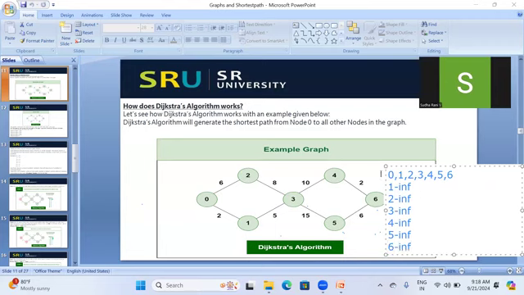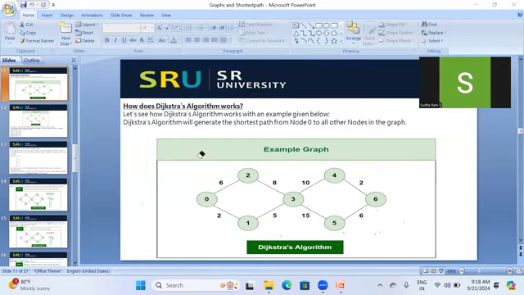See, in total how many nodes are we having? We are having nodes from 0 to 6, and at the initial stage I am considering that the distance from the source to all the nodes is infinity. Clear? Now let's start the traversing.